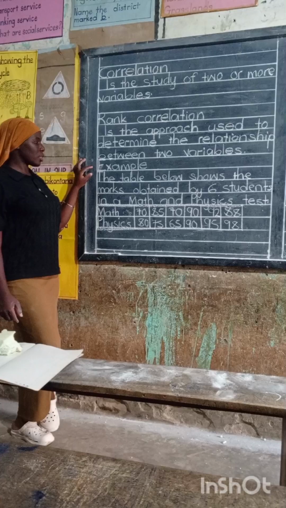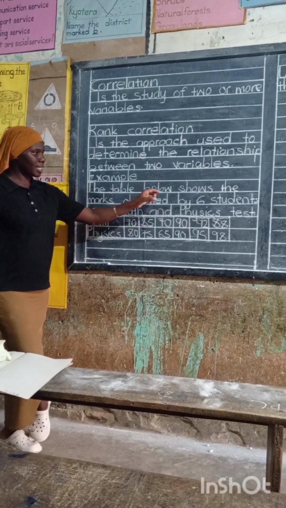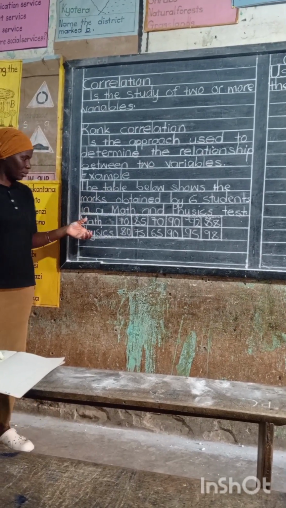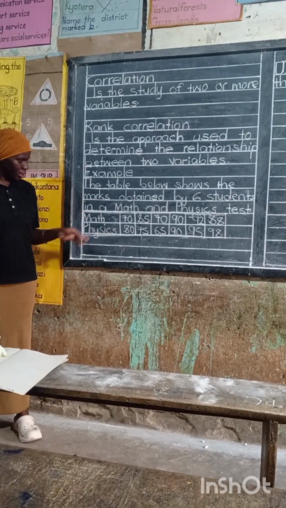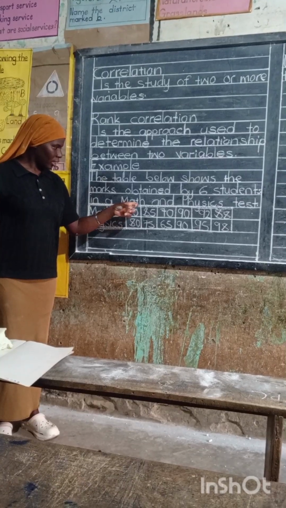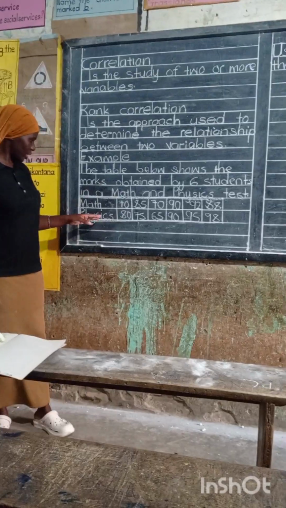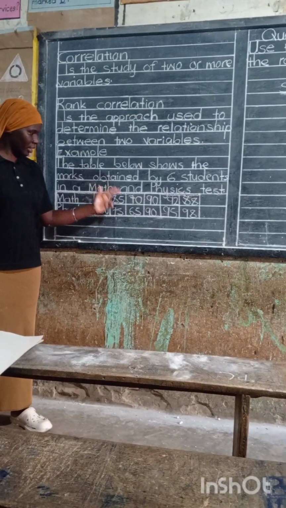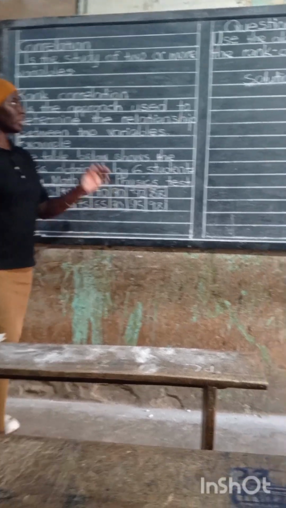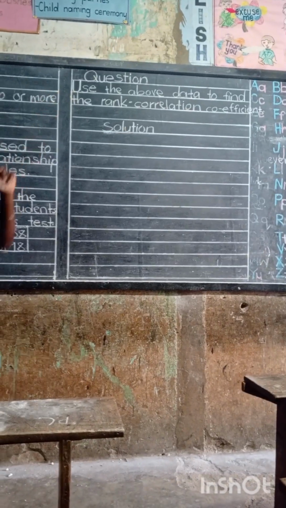The first example: the table below shows the marks obtained by 6 students in a math and physics test. The table is given here. We have math and physics. Math marks: 70, 85, 70, 90, 92, 88. Physics: 80, 75, 65, 90, 95, and 98. The question is, use the above data to find the rank correlation coefficient.